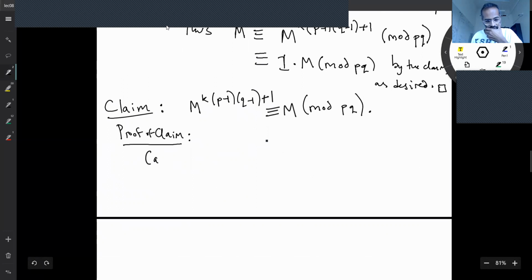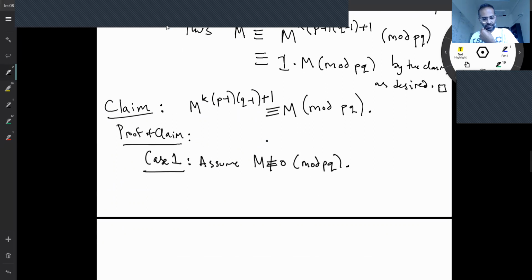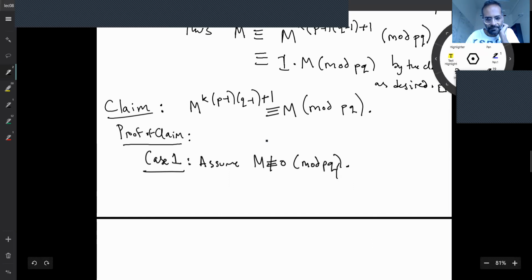So there are two cases. Case one is, assume M is not congruent to 0 mod PQ. No, sorry. Assume M is not congruent to 0 mod P, and not congruent to 0 mod Q.